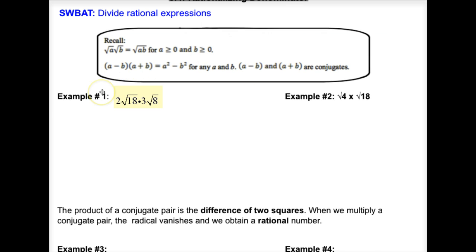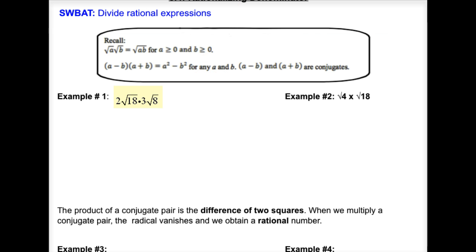So two things to recall from our last lesson, 5.3, is that the square root of a times the square root of b, all I need to do is just multiply my a and b and keep my radical sign, and this is when a and b are greater than or equal to 0.